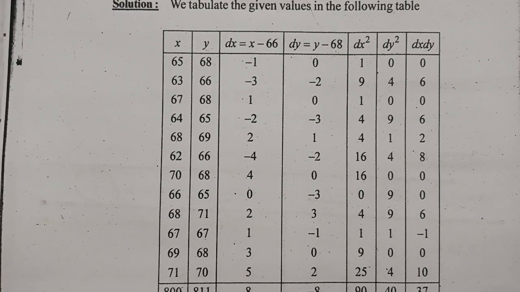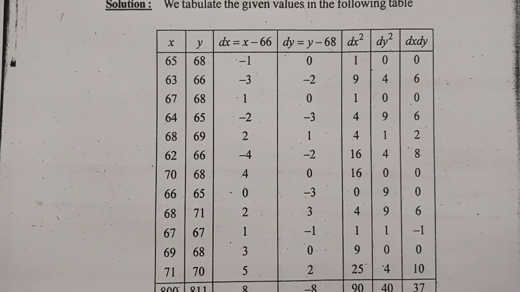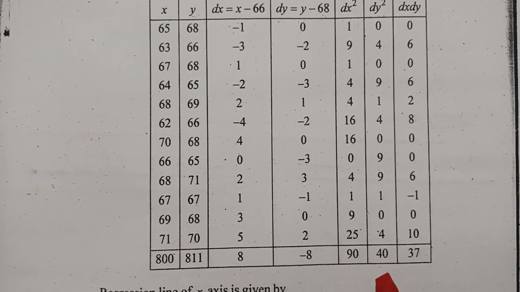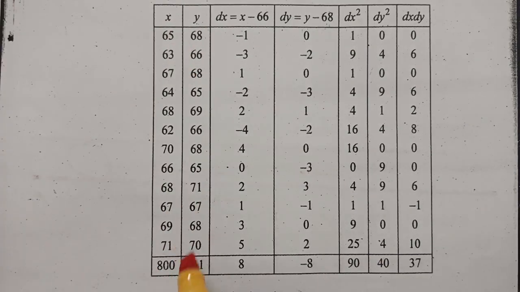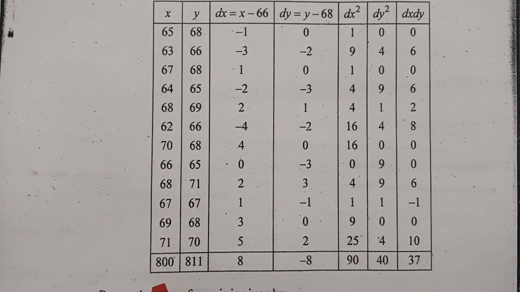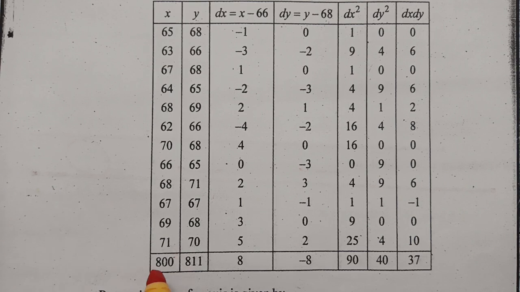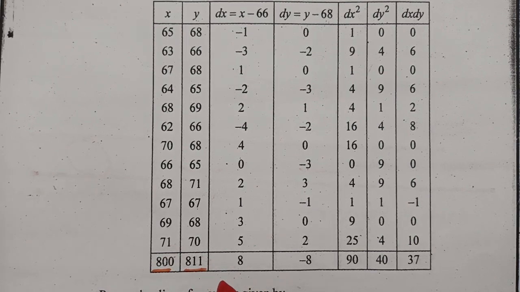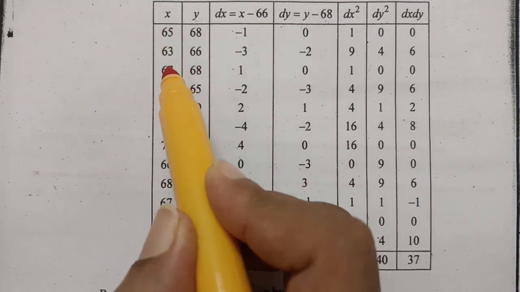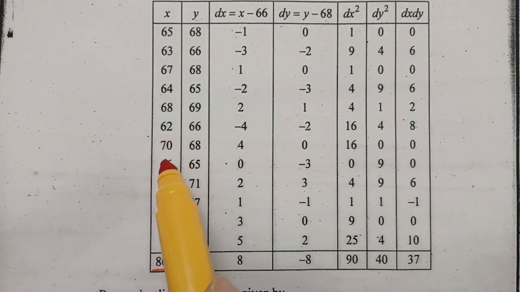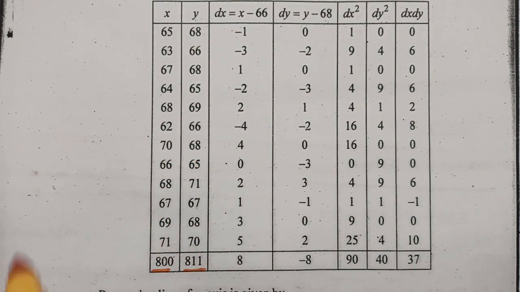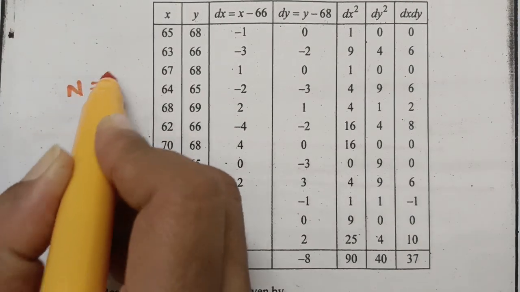See here all the x values and the y values. We tabulate the given values in the following table. These are the x series and these are the y series. First of all, we have to add them up. The sum is 800 for the x series and 811 for the y series. The number of observations is 1, 2, 3, 4, 5, 6, 7, 8, 9, 10, 11, 12. So n is equal to 12.